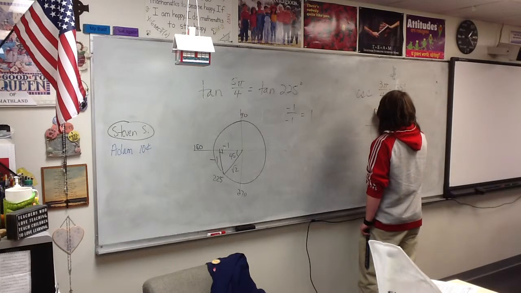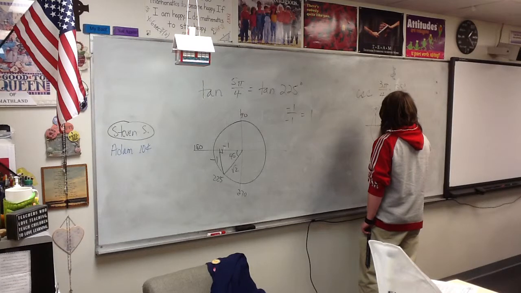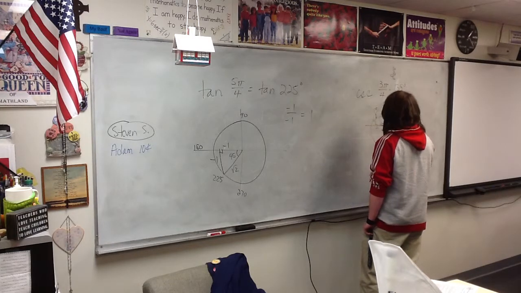All right, he got 135 degrees as his angle. Oh, I got it. Not what you got. That's bad, because he's right. Pi divided by 4 is 180 divided by 4, that's 45, and 45 times 3 is 135.